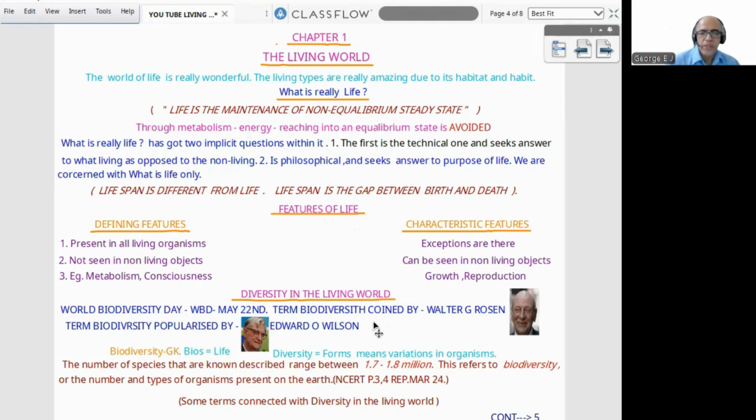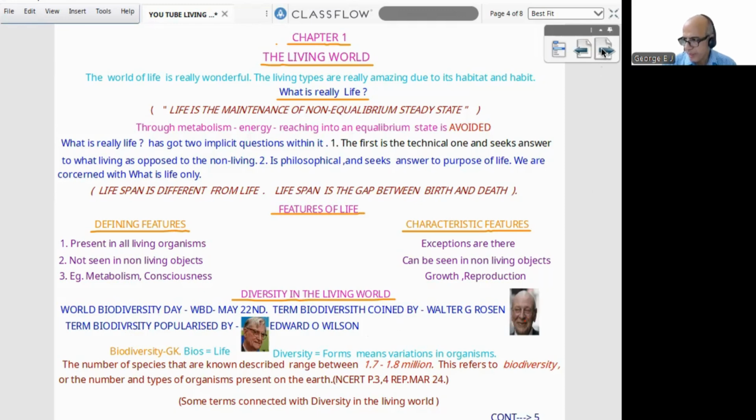Now, what is the meaning of the term biodiversity? It is a Greek word. Bios means life. Diversity means forms. So that literally means variation in organisms. Now, when we continue, the number of species that are described ranges between 1.7 to 1.8 million. That is pure NCERT, a previous question. This refers to the term biodiversity, or the number and types of organisms present on the earth. NCERT, page number 34, reprint edition, March 24. I think up to that it is clear.